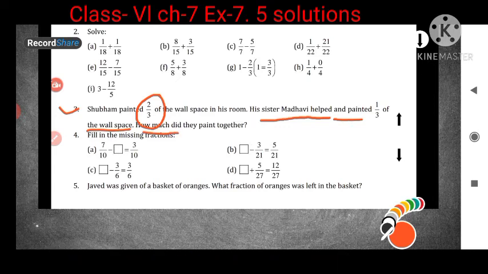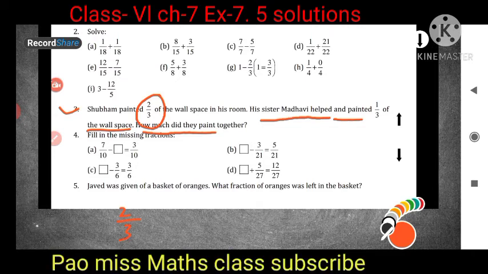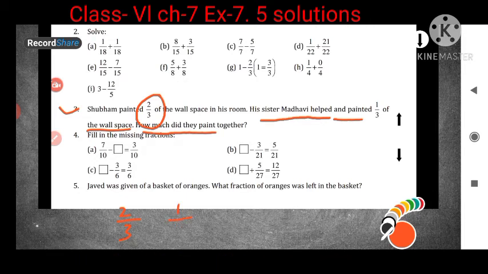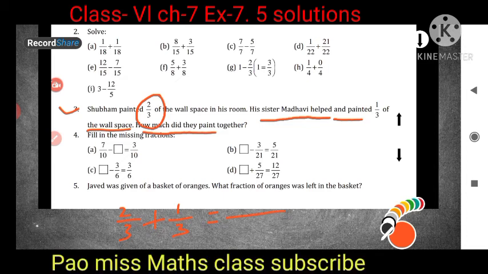So how much did they paint together? Together means we have to add. Shubham painted 2 upon 3, isn't it? Madhavi painted 1 upon 3, and we have to add them. So this is very simple, isn't it? Their denominators are the same. If the denominators are the same, then directly we can do plus. 2 plus 1 is equal to 3. Now 3 and 3 will get divided and it will equal 1. So they have painted one full wall. I will show you the answer.